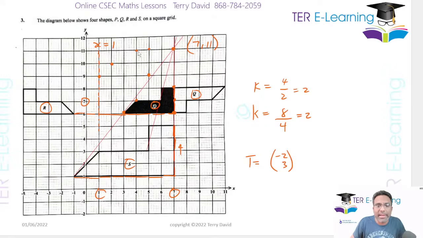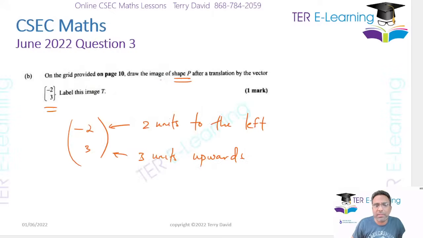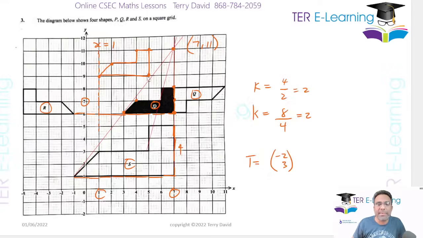So all I need to do, this is what my shape is going to be. It's going to be here. And that is what they call it. I think they call it T. Yeah, they say label it T. So you all need to put a T here so they know what you're talking about. Everybody okay?